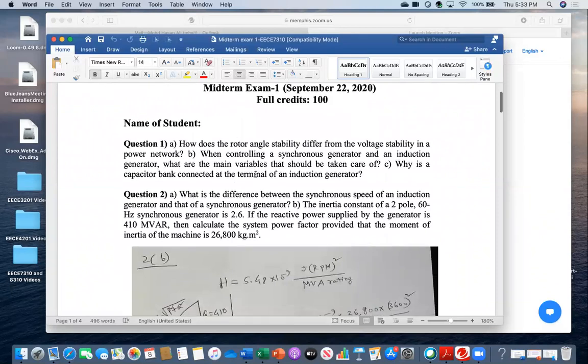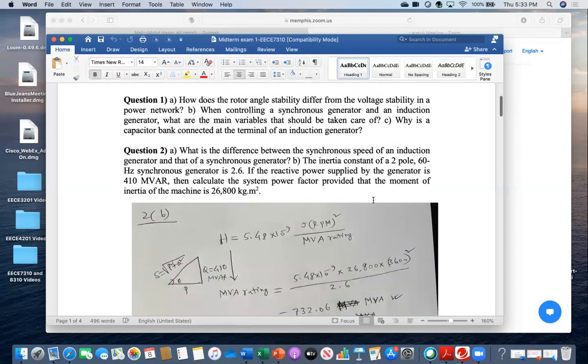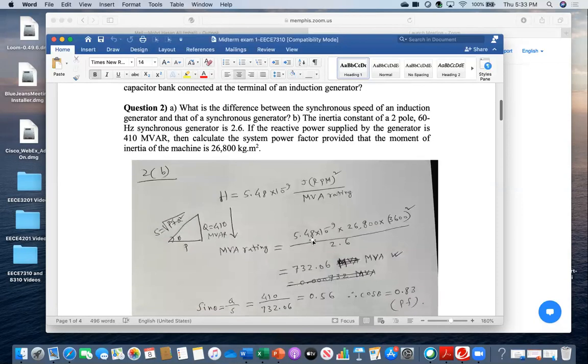So I think question number one is fine. Amani, Venkat, did you write it properly? How does rotor angle stability differ from voltage stability? I think you all have your hard copy, you can match it. And you see I have solved the numerical problems here.